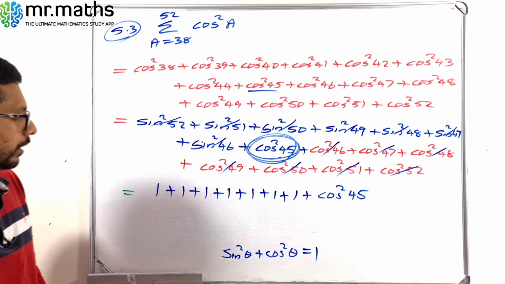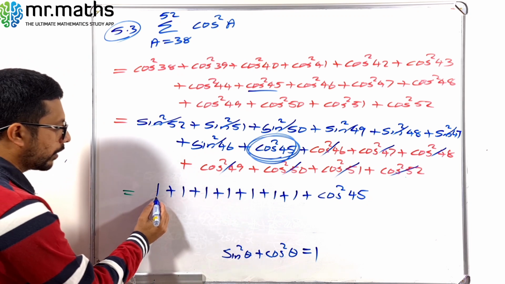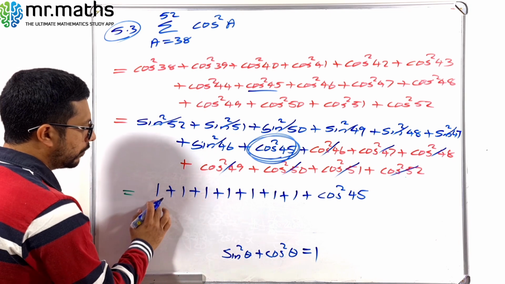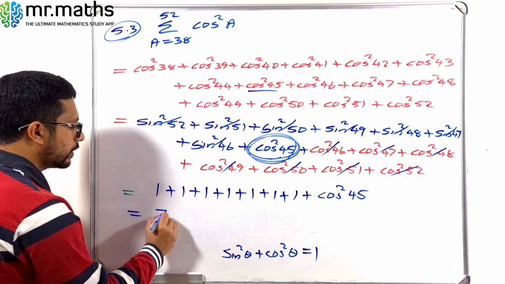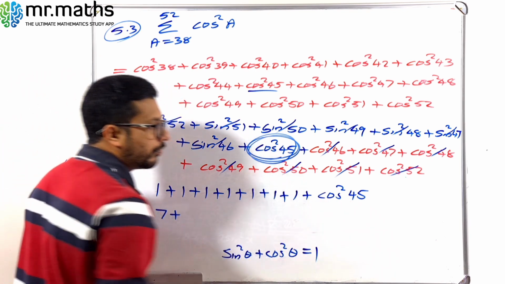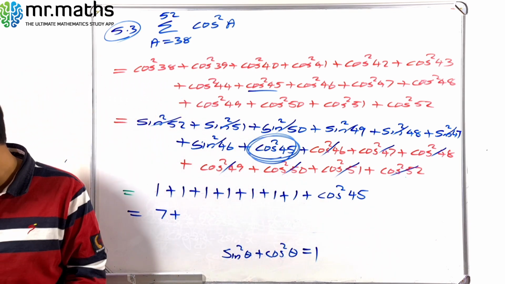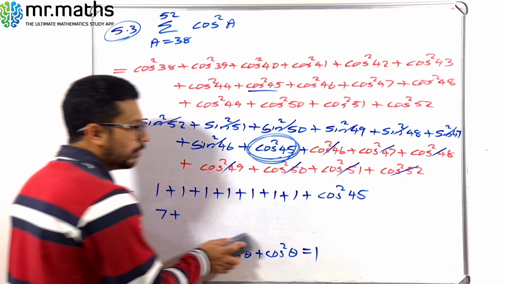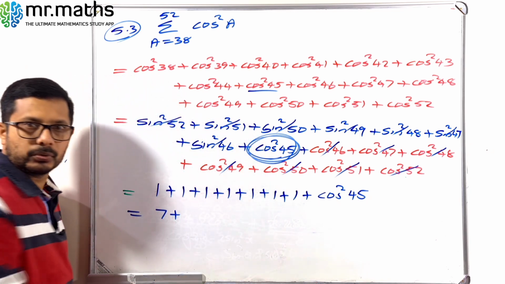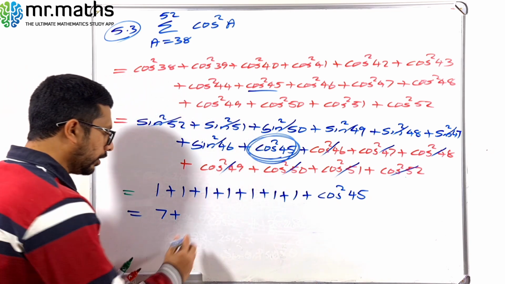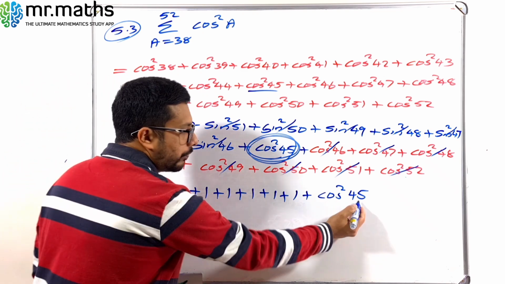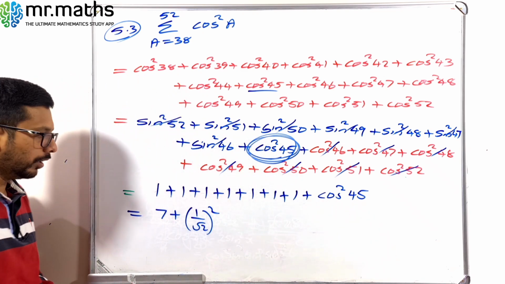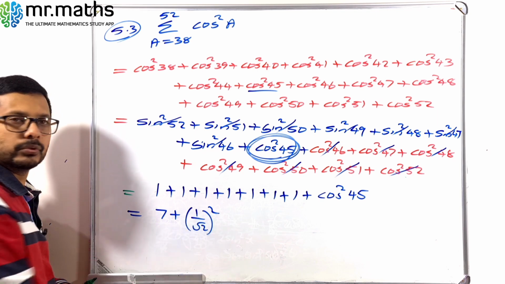Okay, so now what is this one? 1 plus 1 plus 1, how many 1s? 1 2 3 4 5 6 7. That means that is 7 plus cos square 45. What is cos square 45? You know, cos 45 is 1 over root 2. So cos square 45 means 1 over root 2 square. Okay, so cos square 45 is 1 over root 2 square.